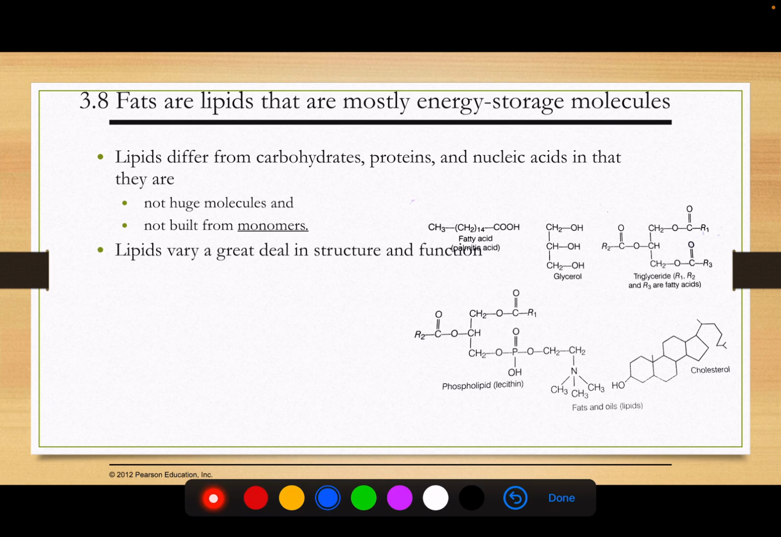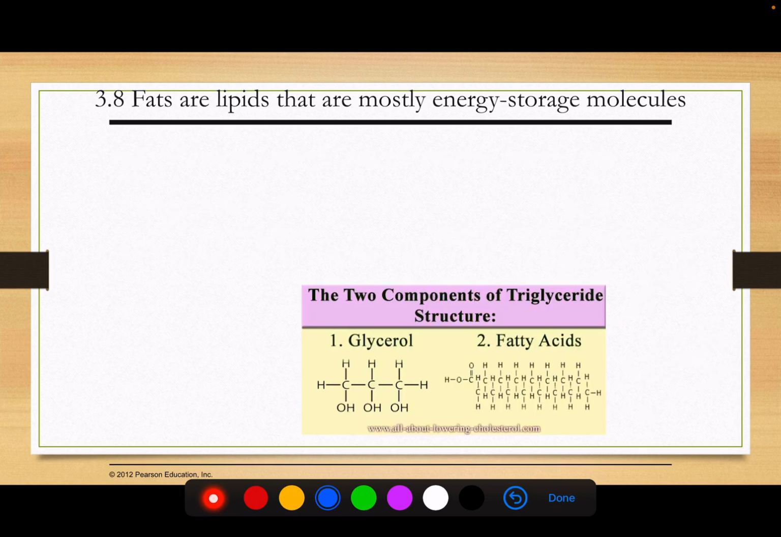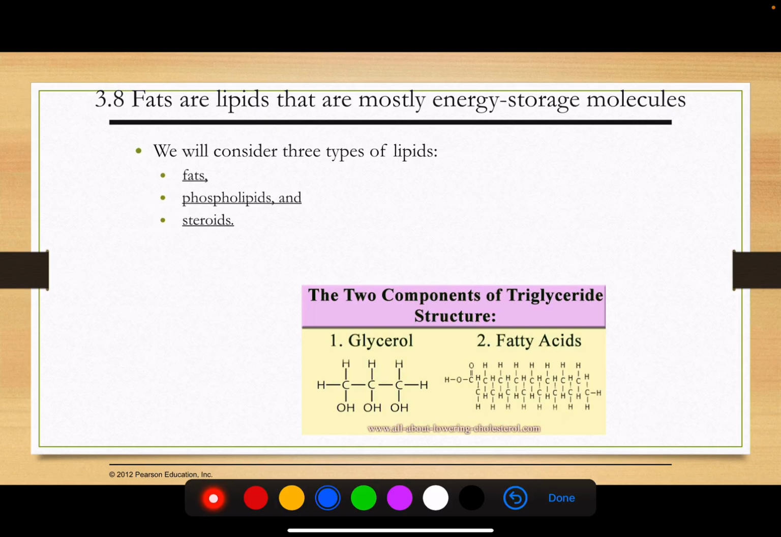So we can see here, we've got glycerol, we've got cholesterol, which is rings. This is more of a branch. We're going to talk about a couple of these, but they are very different. We are going to talk about 3 types of lipids: fats, phospholipids, and steroids.